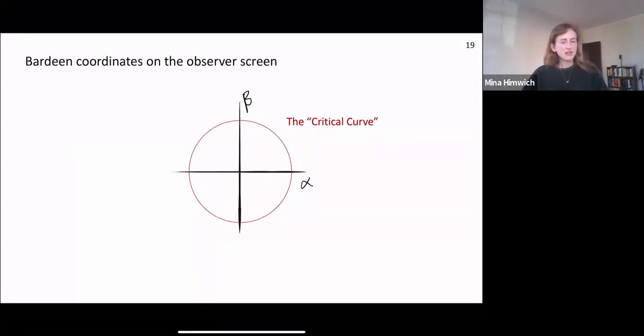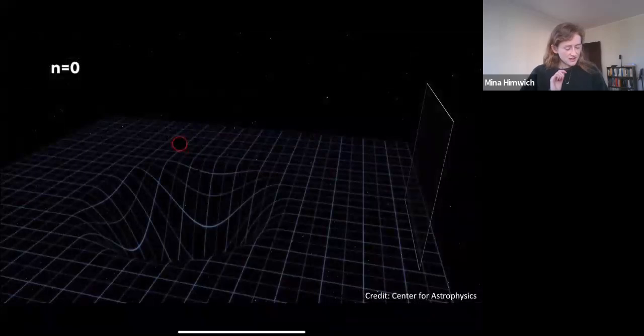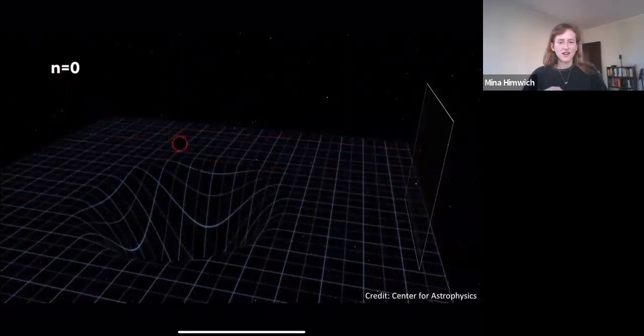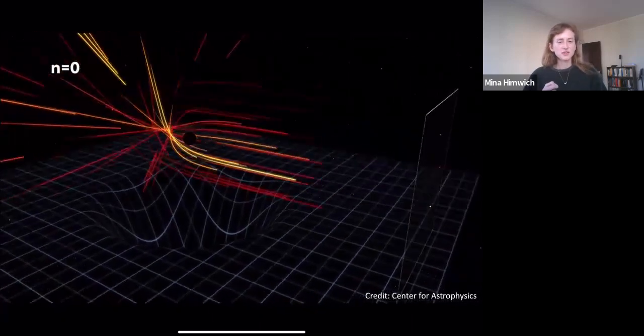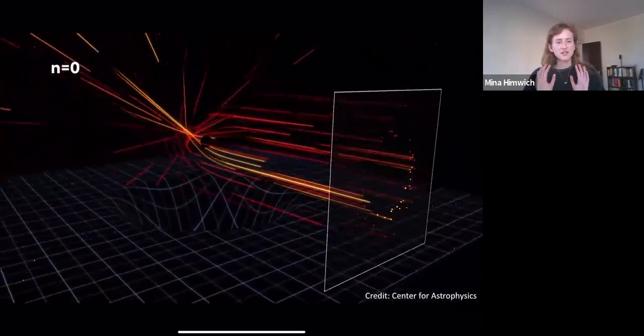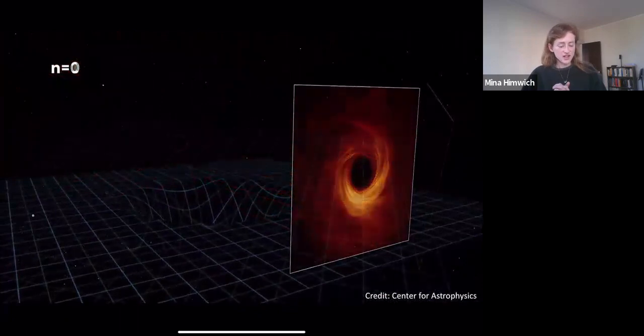And when we think about light that reaches us, we can label it by the number of half orbits, n, that it makes around the black hole before it comes to us. And the reason why we care about half orbits instead of full orbits will become clear later in the talk. So this is another great animation that shows the light executing different numbers of half orbits that reaches us. So most of the light coming from around the black hole is just direct emission. So it undergoes n equals 0 half orbits and comes straight to us.